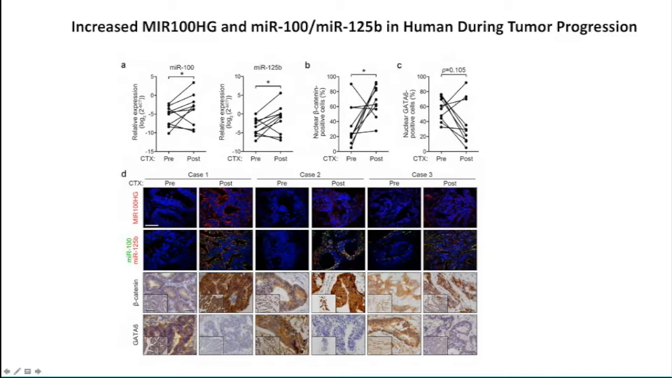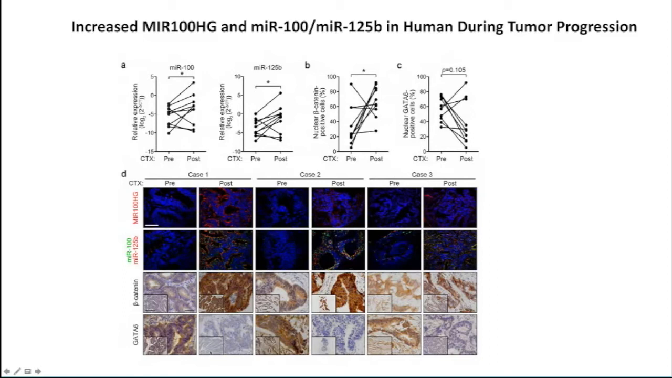And down here are a series of sections across those tumors where you can see that when the tumor starts to progress, we start to see an increase in the miR-100HG. We start to see an increase in the microRNAs that are encoded by miR-100HG in 3 different specimens that you see here. If we look at beta-catenin levels, there's a dramatic upregulation of beta-catenin, and GATA6 levels are decreased. If we just focus here on case 1.